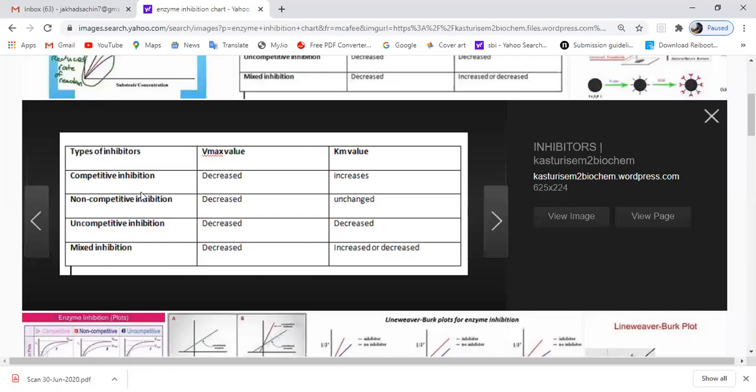Generally the inhibition can be divided into two types. One is competitive, and second is non-competitive or uncompetitive. And also there is a new category that is called mixed inhibition. A direct question has been asked from this particular table actually. So you should know certain things when we are talking about the inhibition part in enzymes.